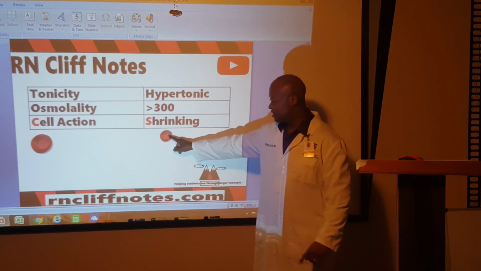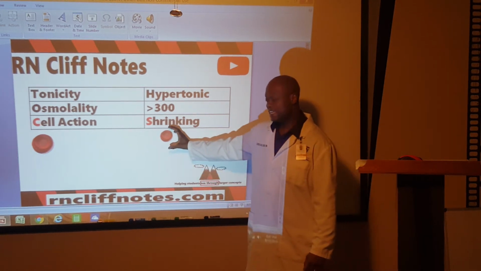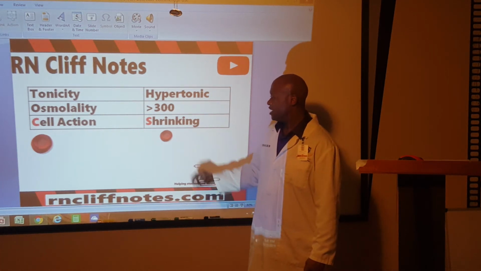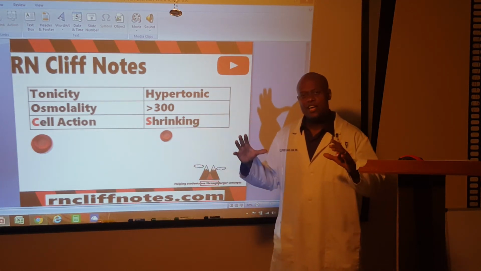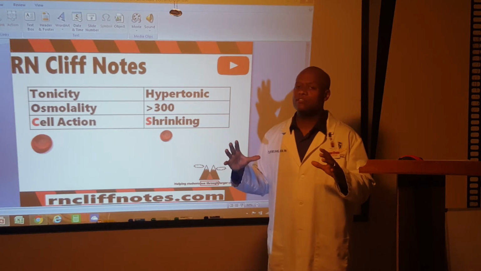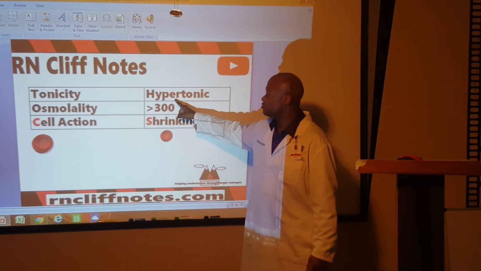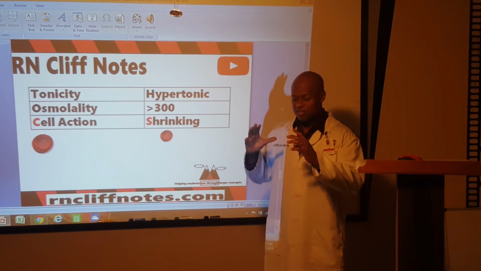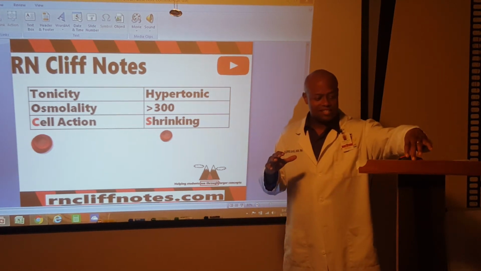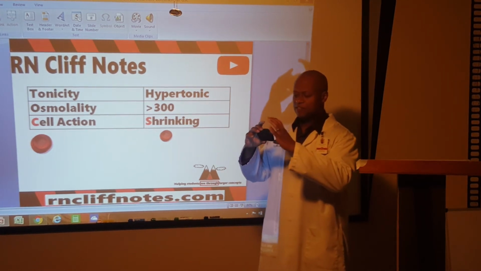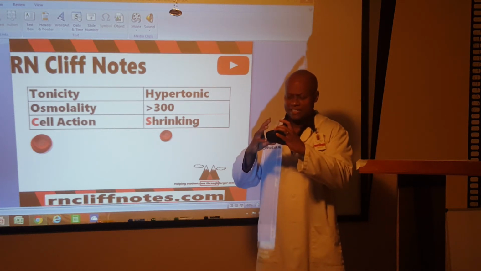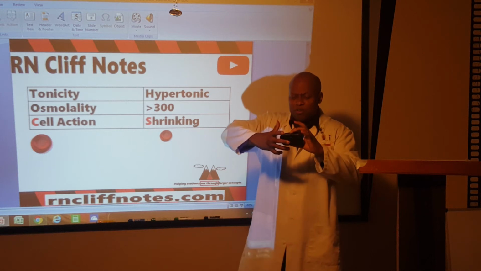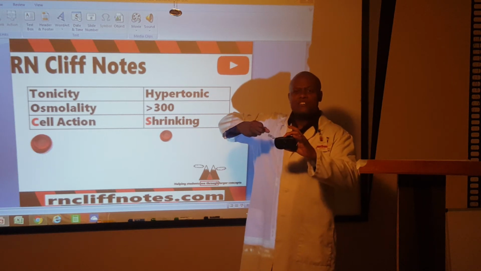So if you got your cell inside of your vein, let's say, and outside of the cell, there's a greater amount of salt. Because we're saying the solution is what? Hypertonic. If there's a greater amount of salt outside the cell, let's get ourselves a cell here. If there's a greater amount of salt outside the cell, then all of this salt out here is going to pull fluid out of the cell.